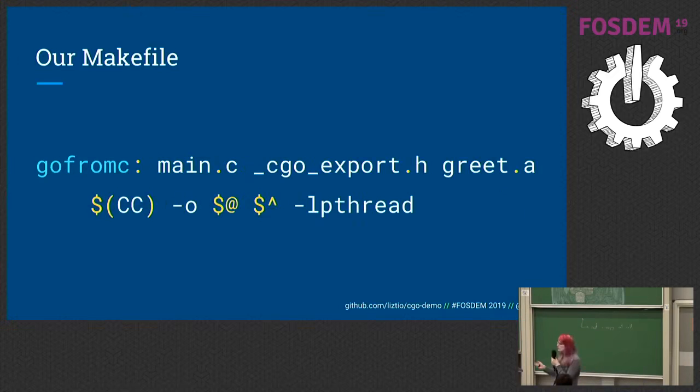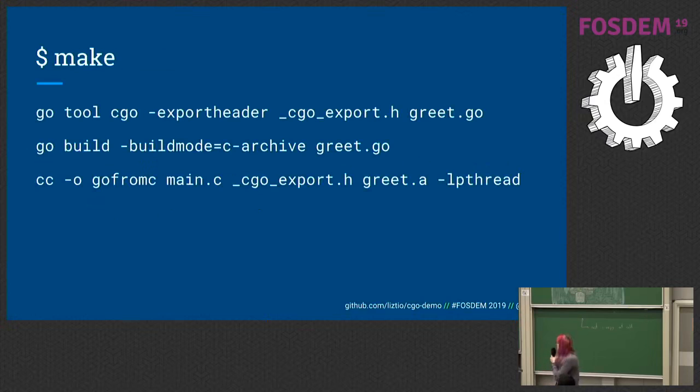So we have a binary called go from C. We take in main.c, which I showed you earlier, the complicated header file, and that archive of Go code that we created. We throw it all together, and we add pthread on the end because you need the pthread library, and it's not included in CGo Export for some reason. Just, it's there. You need to do it. Otherwise, your code won't compile. It's how programming is sometimes.